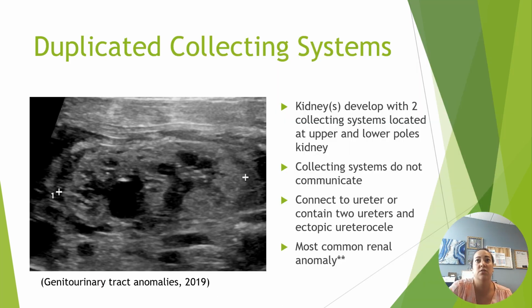Duplicated collecting system. So this is where we have two collecting systems that develop. It can be a single kidney that has like a bridge or a connection, but it has two dual collecting systems. The collecting systems do not communicate with each other, but they do sometimes connect to a common ureter, or sometimes they have two ureters. This is the most common renal anomaly that is seen, and sometimes this isn't detected unless it's abnormal and may not be seen until a patient is an older pediatric patient or an adult, but can be seen in utero in the setting of abnormality. So here we actually see dilation of both of those collecting systems on that one side.